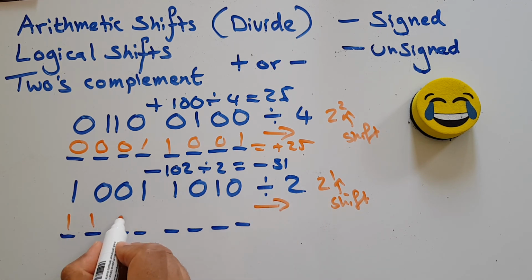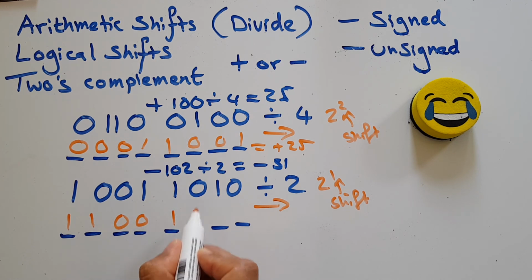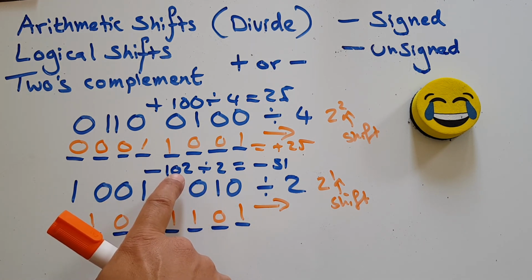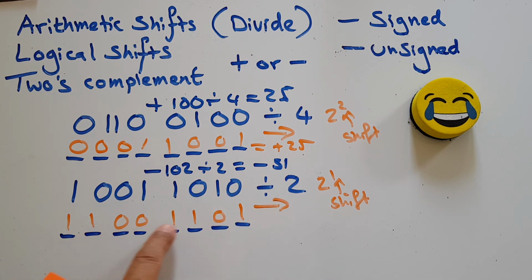So that 0 goes there, that 0 gets copied across there, that 1 goes there, that 1 goes there, that 0 goes there, that 1 goes there. So hopefully the blue binary, which is minus 102, divided by 2 should equal minus 51. So the orange binary should equal minus 51. Let's check that it does.